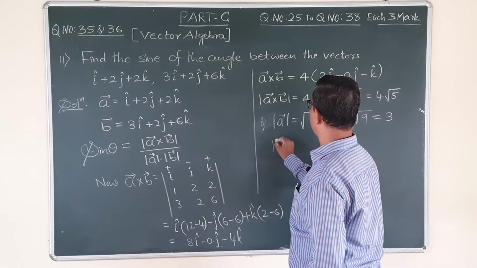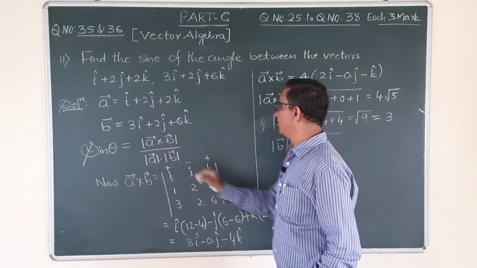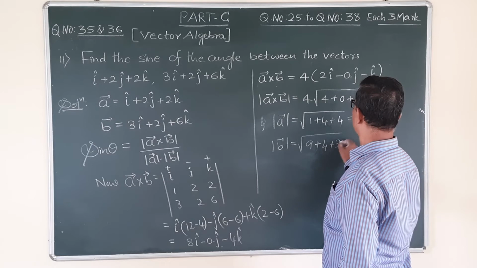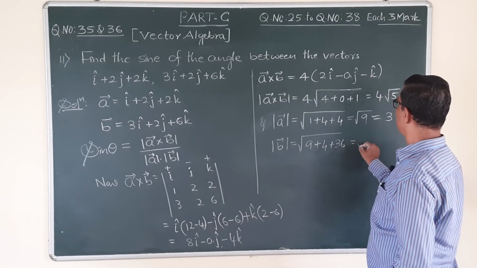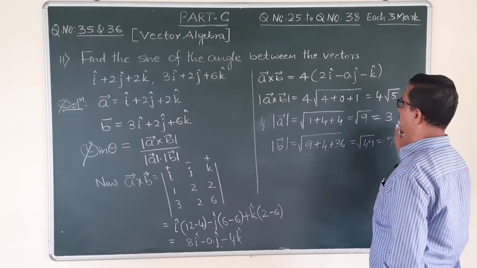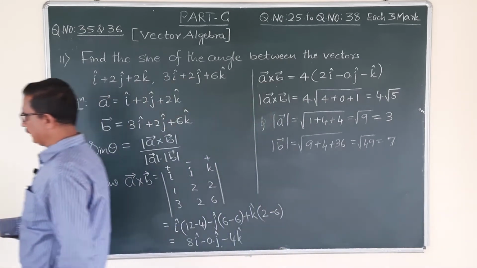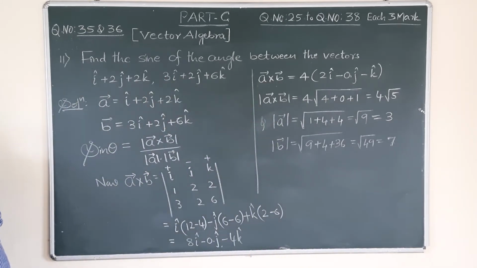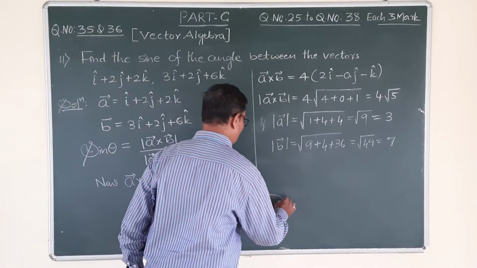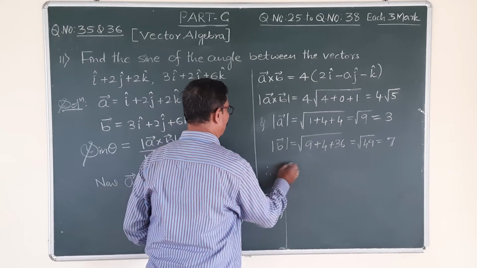And magnitude of B under root of, again coefficient of i 3 square 9. Coefficient of j 2 square 4. Coefficient of k 6 square is 36. That is 36 plus 4, 40 plus 9, 49. Root 49 is 7. Okay. Therefore, the sine of the angle between the vectors is given by the formula, sin theta is equal to. Therefore, sin theta is equal to.